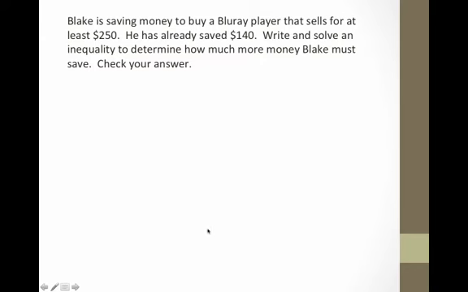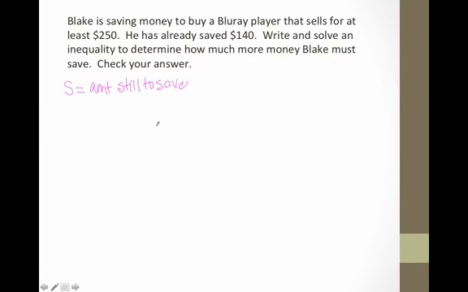All right, Blake is saving money to buy a Blu-ray player that sells for at least $250. He has already saved $140. We need to write and solve an inequality to determine how much more money Blake has to save. So I'm going to make S the amount of money Blake still has to save.